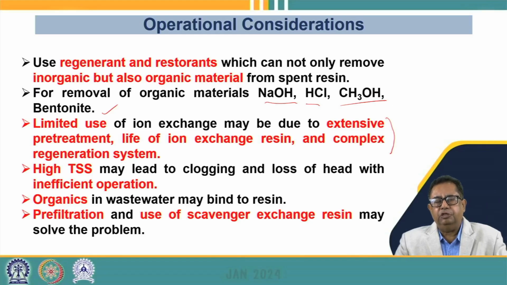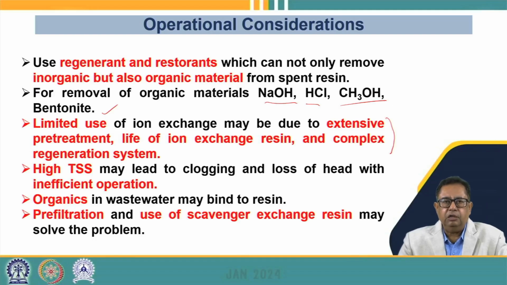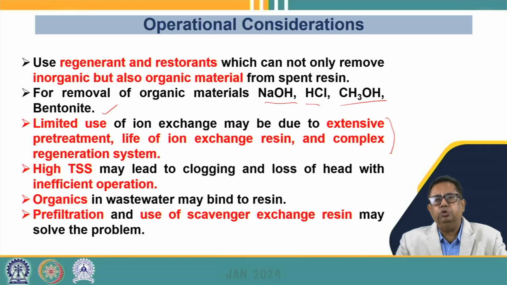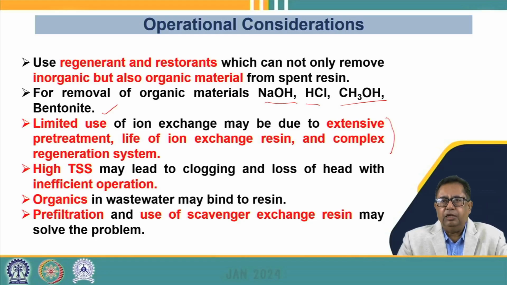For example, we have seen in the previous slides where we talked about the treatment of ammonia, right? There we have gone for filtration, and then we have gone for carbon adsorption. This is required so that we can remove the total suspended solids, and also so that we can remove the organics present in the wastewater, which otherwise may impact the ion exchange process. So pre-filtration is required, and we can also use certain scavenger exchange resins, so that the organics which can pose a problem to the ion exchange column can be removed from the wastewater. These are the things that we need to consider before we go to the ion exchange process.